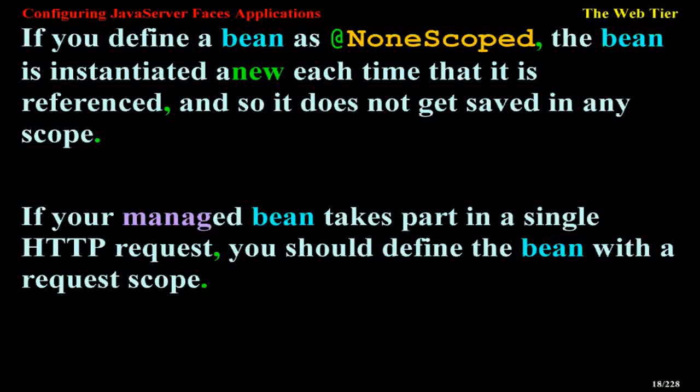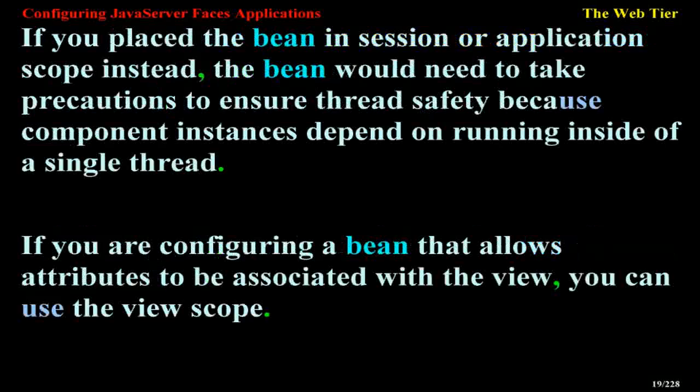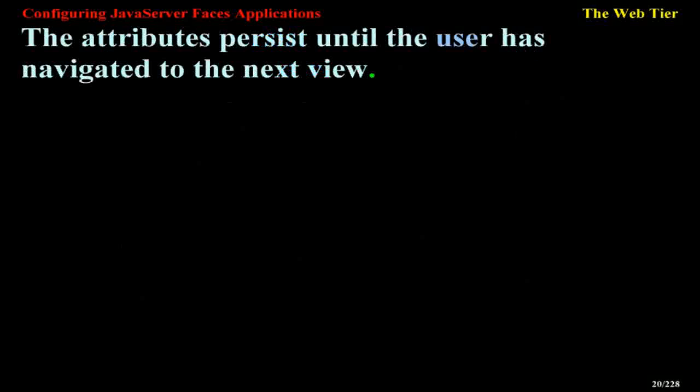If your managed bean takes part in a single HTTP request, you should define the bean with a request scope. If you place the bean in session or application scope instead, the bean would need to take precautions to ensure thread safety because component instances depend on running inside of a single thread. If you are configuring a bean that allows attributes to be associated with a view, you can use the view scope. The attributes persist until the user has navigated to the next view.